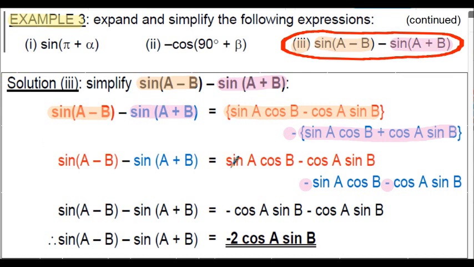So now we can see that this term cancels with this term to leave us with these two terms here and here. Thus we simplify the given expression to negative 2 cos of a multiplied by sine of b.